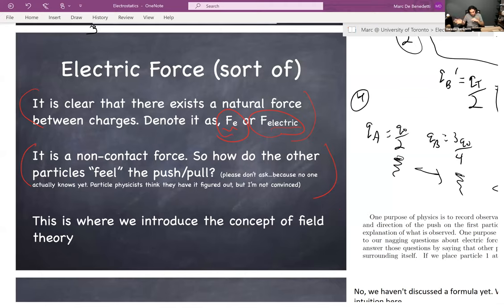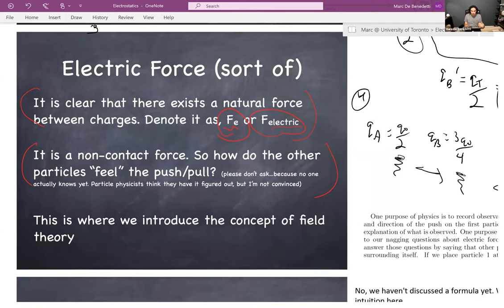So relating back to Richard Feynman, I would say take it for face value for now, because it is ultimately an unanswered question. So how do the electric forces work? We don't know. Just accept that it's there. And that's really all we have to do.